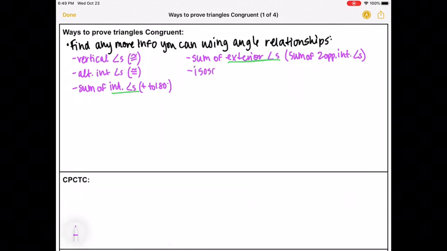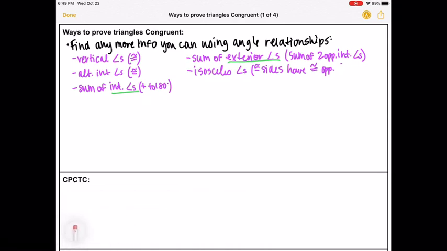All right, isosceles angles. So if you have an isosceles triangle, the congruent sides have congruent angles as well. I'm going to say opposite angles, the ones across from them. Okay, and then lastly, equilateral angles. So for an equilateral triangle, all three angles equal 60 degrees.